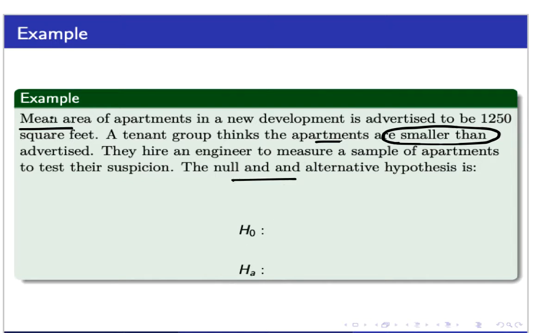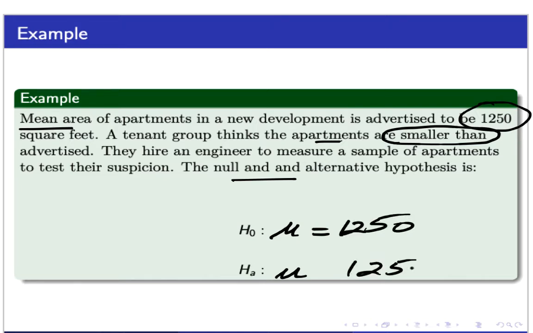Now remember, the parameter is mean, so that means you will have mu equal to for the null, and for the alternative you'll have a mu. Now, what is the hypothesized value? It is the one which was advertised by these apartment people. That's 1250 square feet, and that's what's also going to be in your null. But the thing is, what is the sign you will use for the alternative hypothesis? So remember, the highlighted part, smaller than, that's what is going to be reflected in the alternative hypothesis.